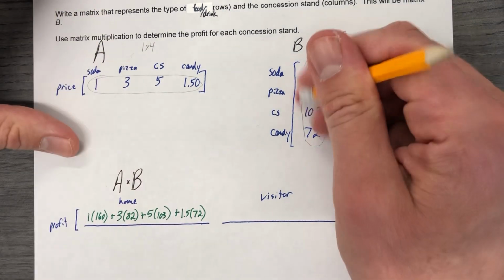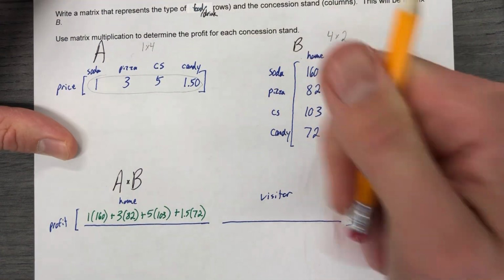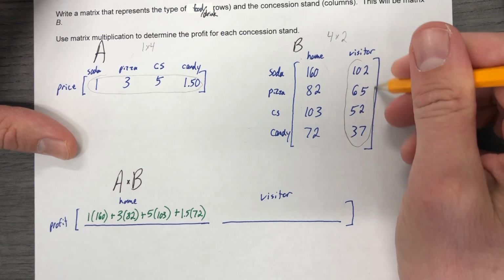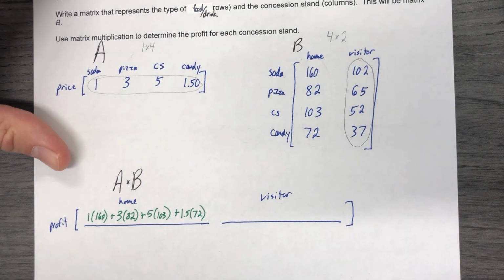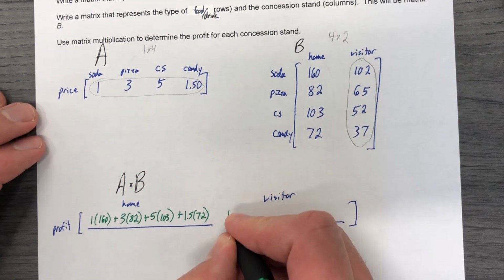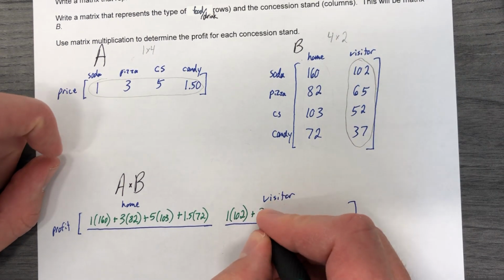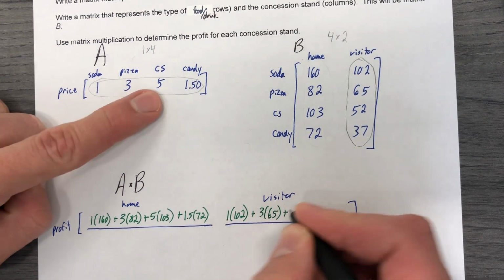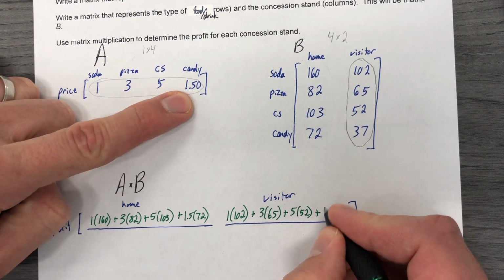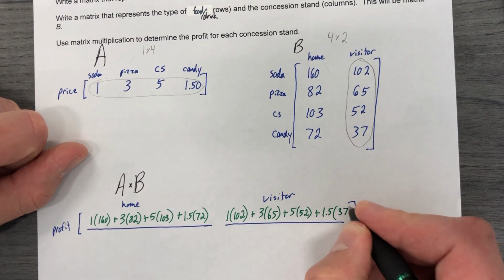Prices remain the same, but now we will come over here. We're going to do it with the visitor side. So $1 for a soda times 102 sodas. 1 times 102 plus 3 times 65 plus 5 times 52 plus $1.50 for a piece of candy and 37 candies.